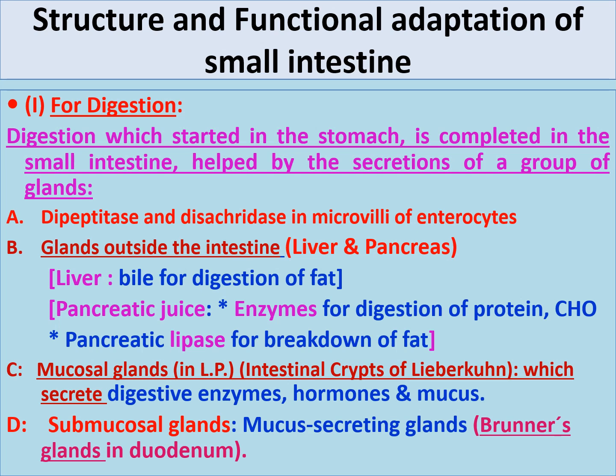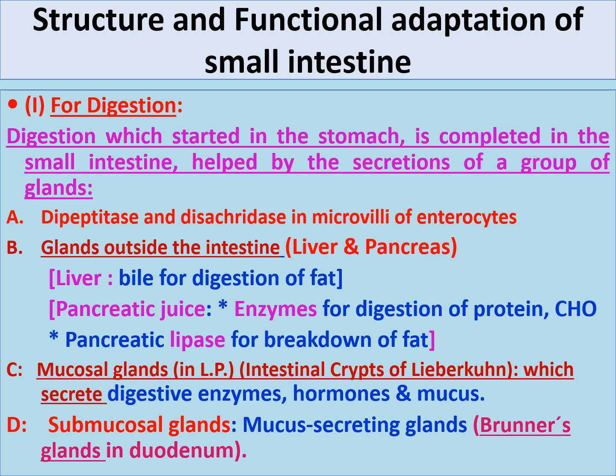What are the structure and function adaptations of the small intestine? This part is very important for written and MCQ questions. Structure adaptation for digestion: digestion starts in the oral cavity, but the majority of digestion occurs in the stomach and fewer occurs in the small intestine. This will be helped by the secretion of a group of glands and enzymes.